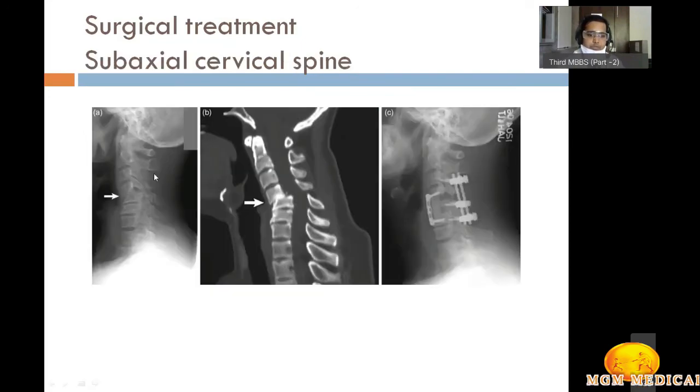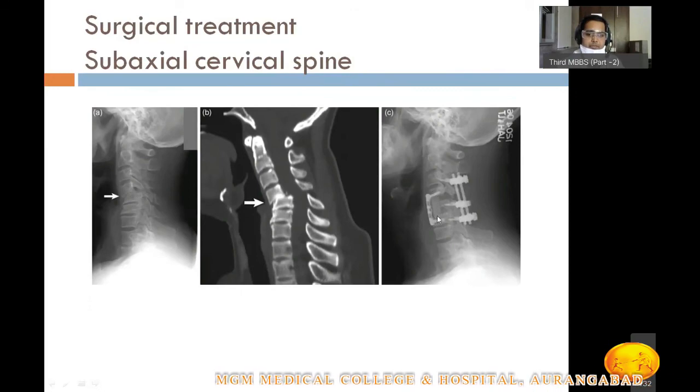Then if we go to the cervical spine, this is a patient with C4, C5 fracture dislocation, which is confirmed on a CT scan. So this patient has been operated with an anterior cervical plate, corpectomy and placement of an iliac crest graft, plus posterior lateral mass screw fixation.